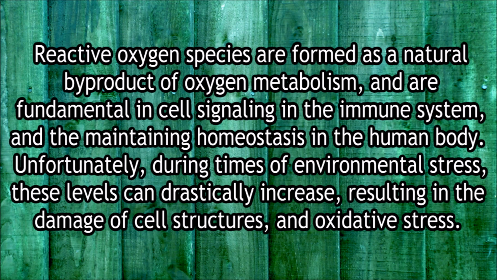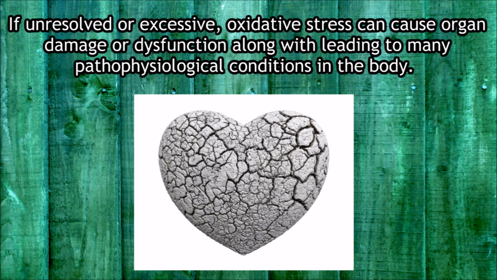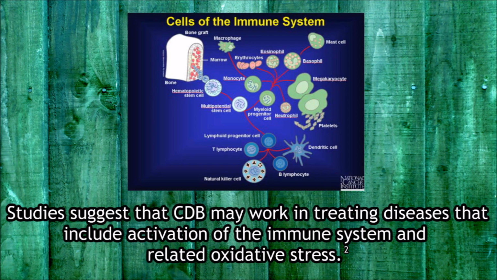Unfortunately, during times of environmental stress, these levels can drastically increase, resulting in the damage of cell structures and oxidative stress. Oxidative stress reflects an imbalance between the production of free radicals and the ability of the body to neutralize or detoxify their harmful effects through an offsetting of antioxidants. If unresolved or excessive, oxidative stress can cause organ damage or dysfunction, along with leading to many pathophysiological conditions in the body. Studies suggest that CBD may work in treating diseases that include activation of the immune system and related oxidative stress.